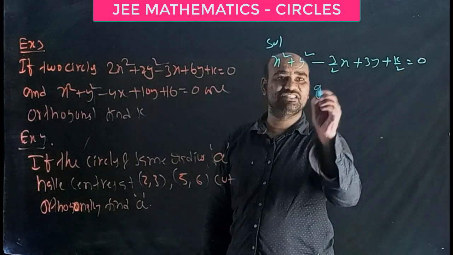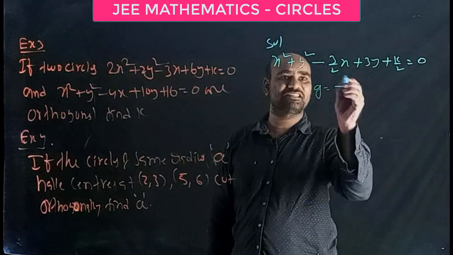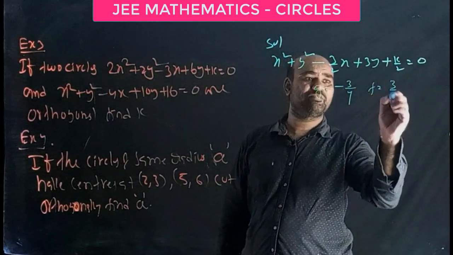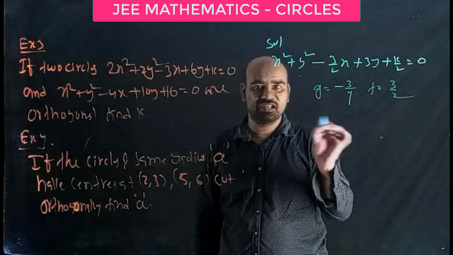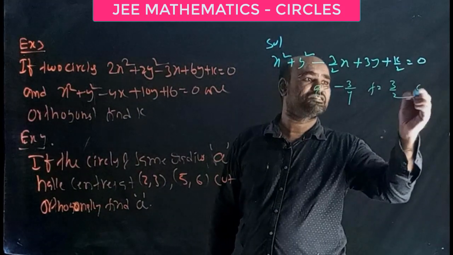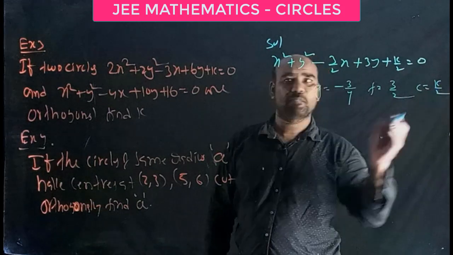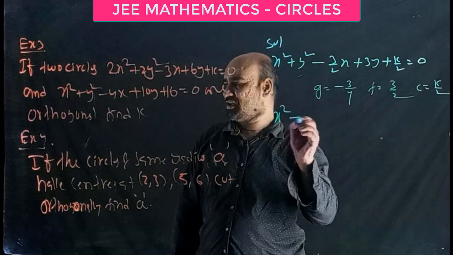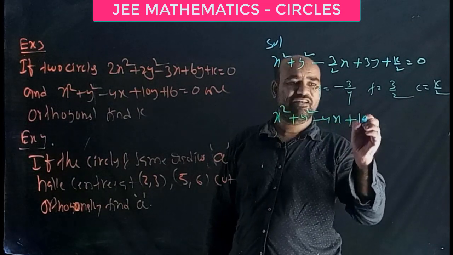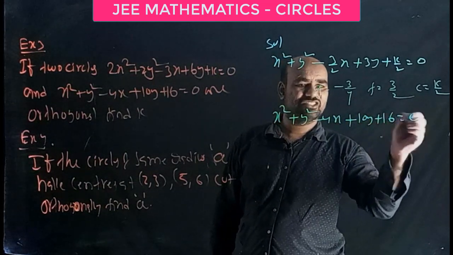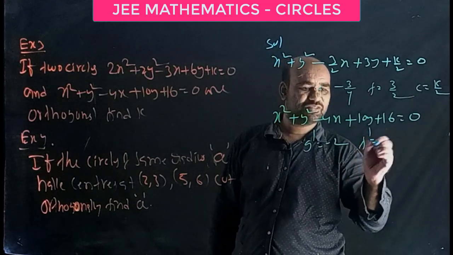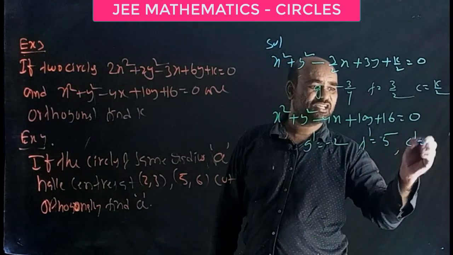So here what is g? g is equal to minus 3 by 4. f is equal to 3 by 2. I am not finding the center, just g and f values. c equal to k by 2. Second circle: x square plus y square minus 4x plus 10y plus 16 equal to 0. Here g' means minus 2, f' means 5, c' means 16.